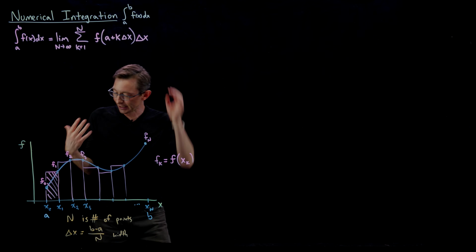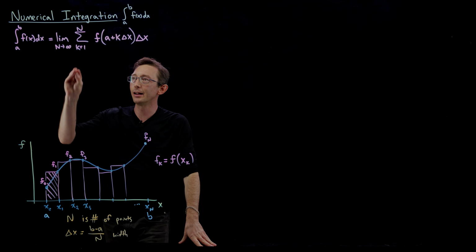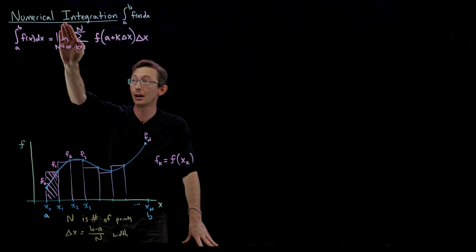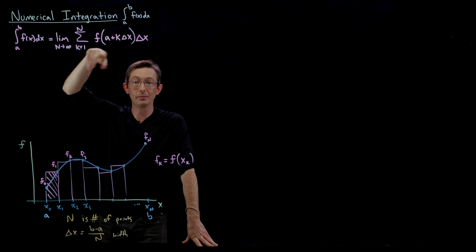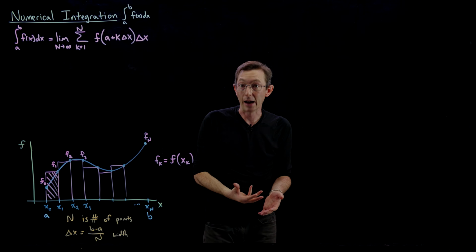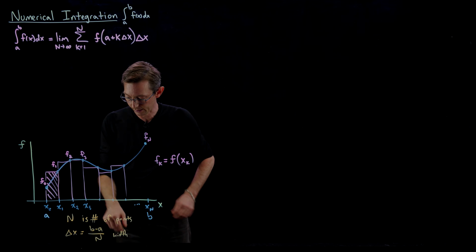So instead of taking this limit as n goes to infinity, what if I didn't? What if I just drop this and I take this finite sum for finite delta x? So that's what we're going to be talking about today. How does the error scale with that? What are the properties? Does it work? Does it not work? Things like that.